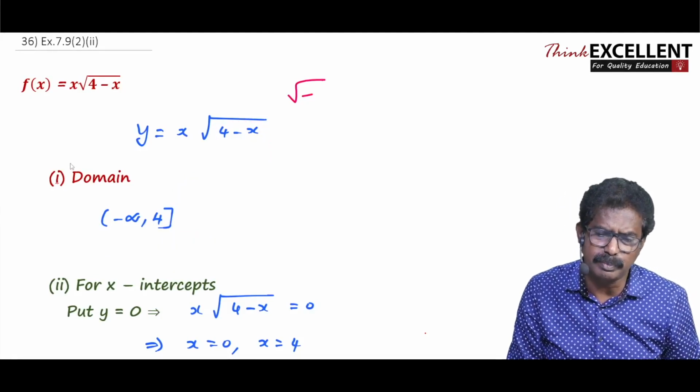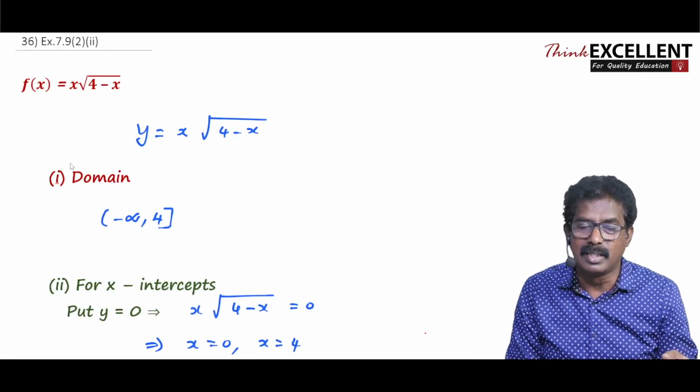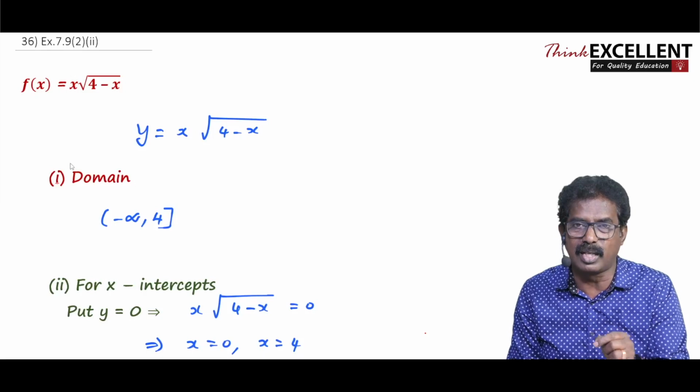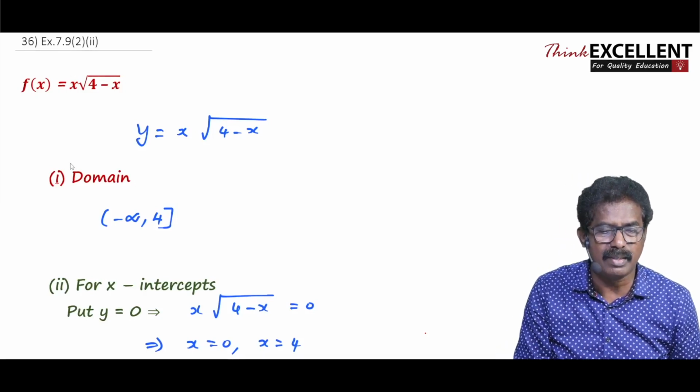Okay, because for an objective question they can ask any question. They can give a function like this and ask for the domain, and they make small changes. At that 4, they can give an open interval or a closed interval. So read very carefully. Then we are finding intercepts.